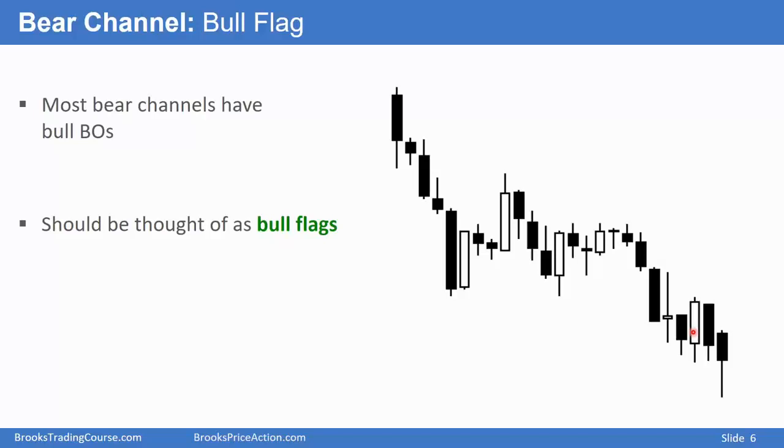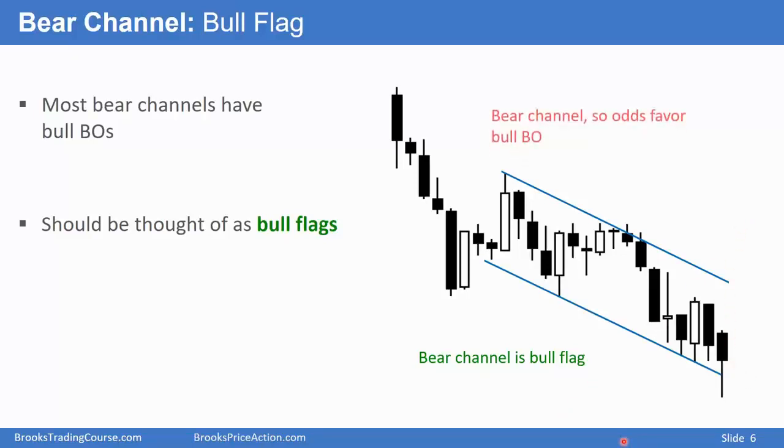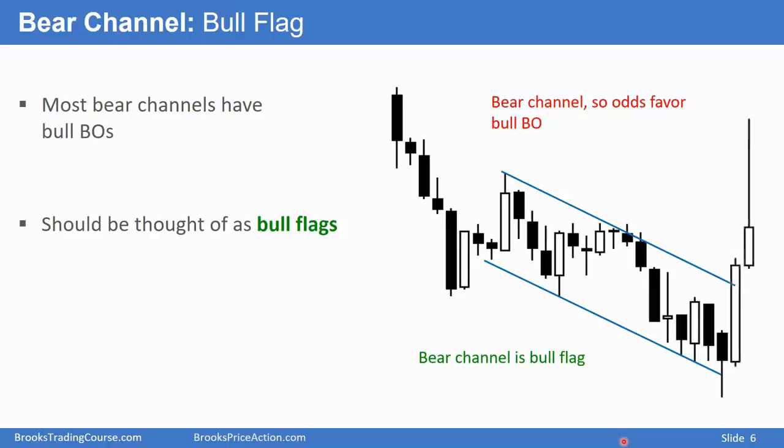And the same is true for bull channels, whether it's a bull channel in a bull trend or a pullback in a bear trend. Traders should see them as bear flags and expect a bear breakout. We have a bear trend, bear breakout, and channel. However, I always think of it as a bull flag because the odds are it's going to have a bull breakout. Bear channel, bull flag, because probably we'll have a bull breakout, which it did here.